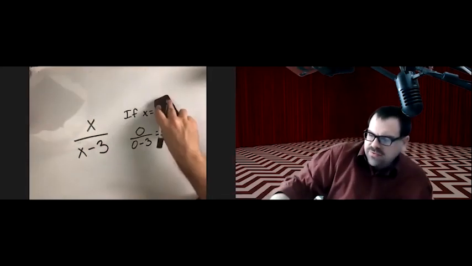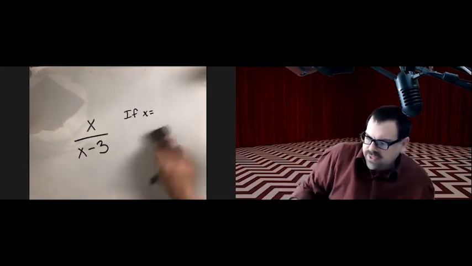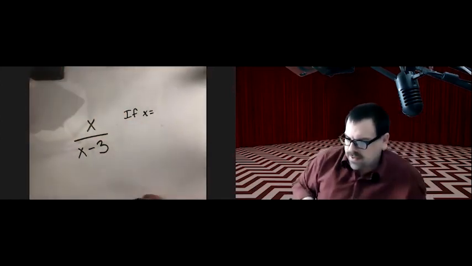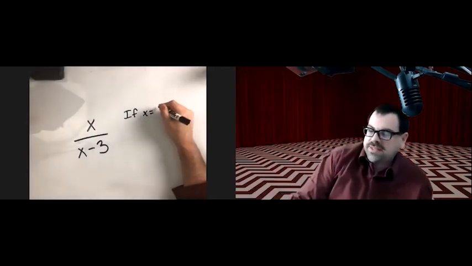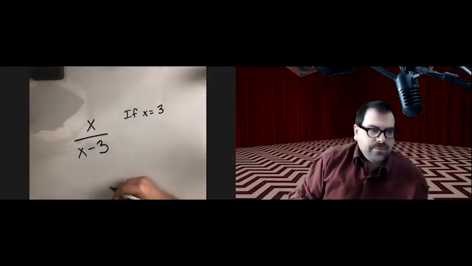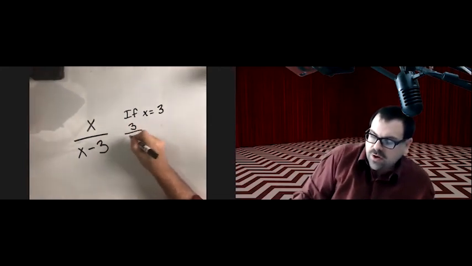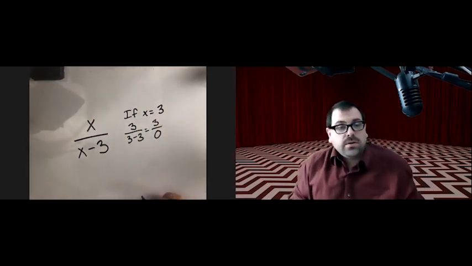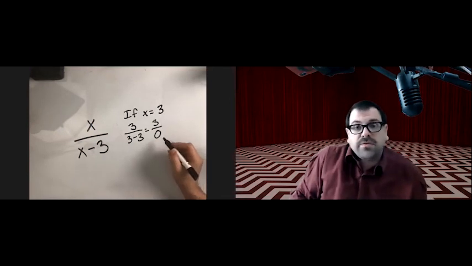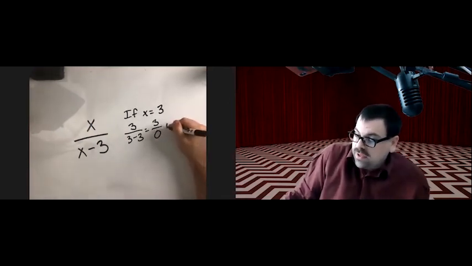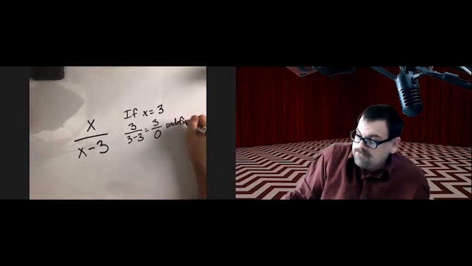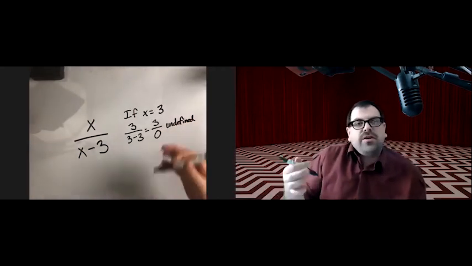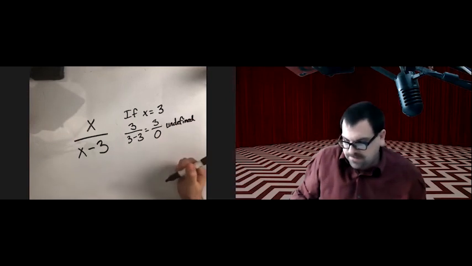What about, let's do this one final time with this same expression, x over x minus 3. What if x was positive 3? Well, that would give us 3 over 3 minus 3, which would be 3 over 0. Uh-oh. 0 on the bottom of the fraction, dividing by 0. That's undefined. Which means if x is 3, we don't have a value for this expression.